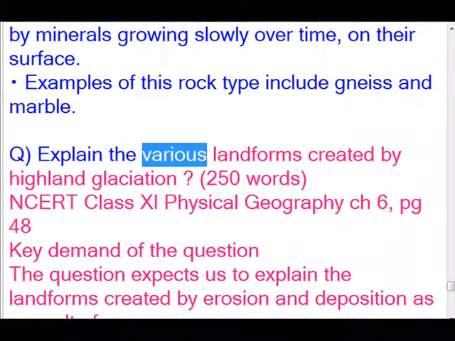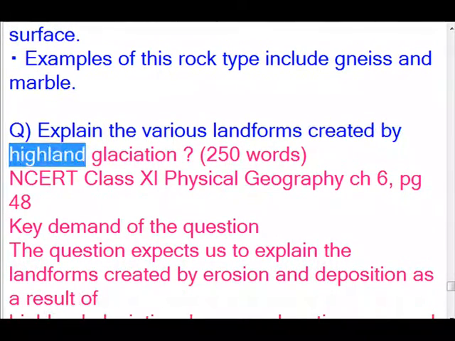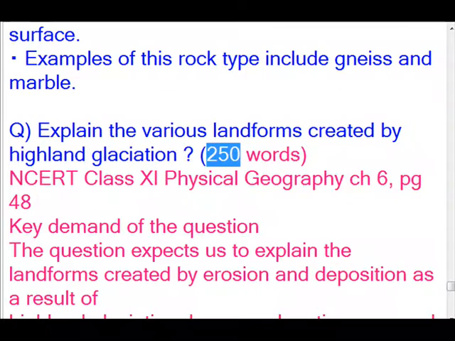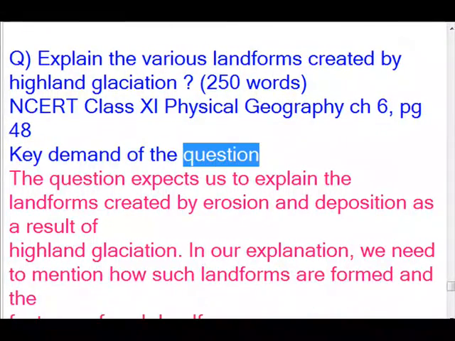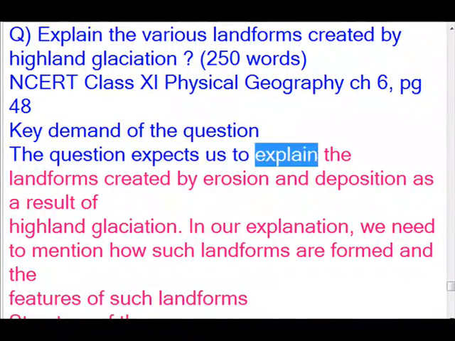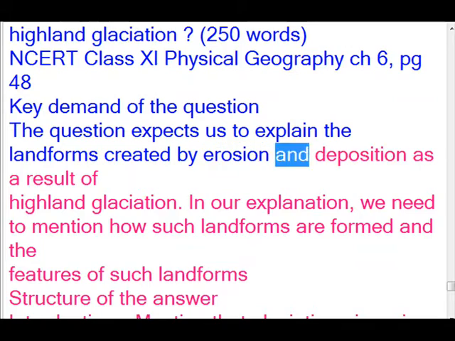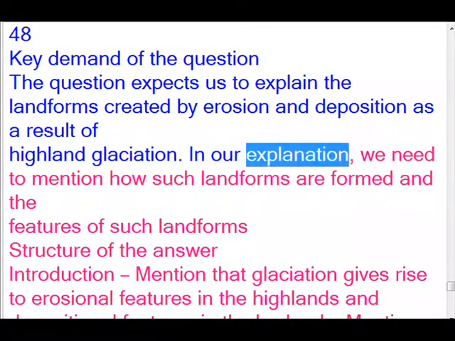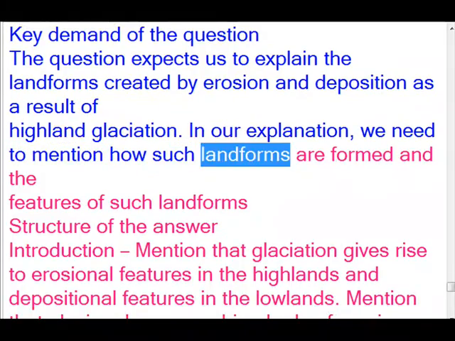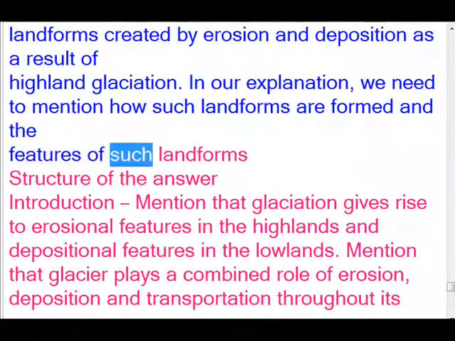Q. Explain the various landforms created by glaciation. 250 words. NCERT Class XI Physical Geography, Chapter 6, page 48. Key demand of the question. The question expects us to explain the landforms created by erosion and deposition as a result of glaciation. In our explanation, we need to mention how such landforms are formed and the features of such landforms.